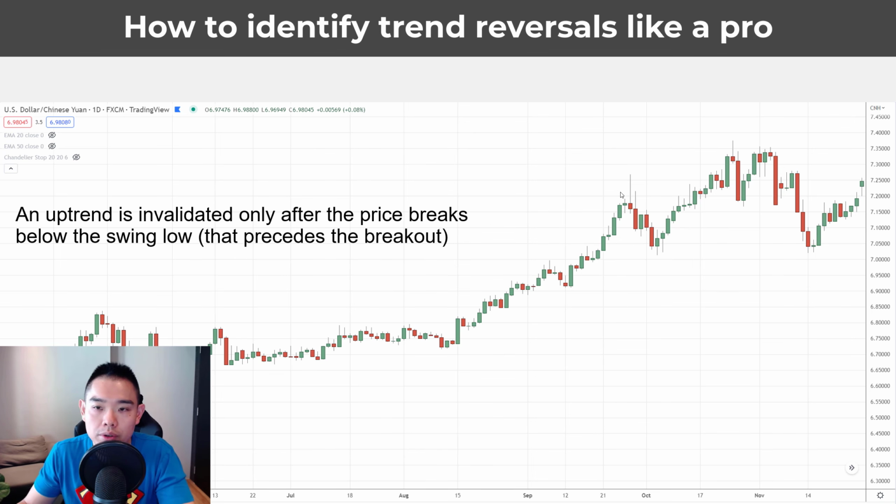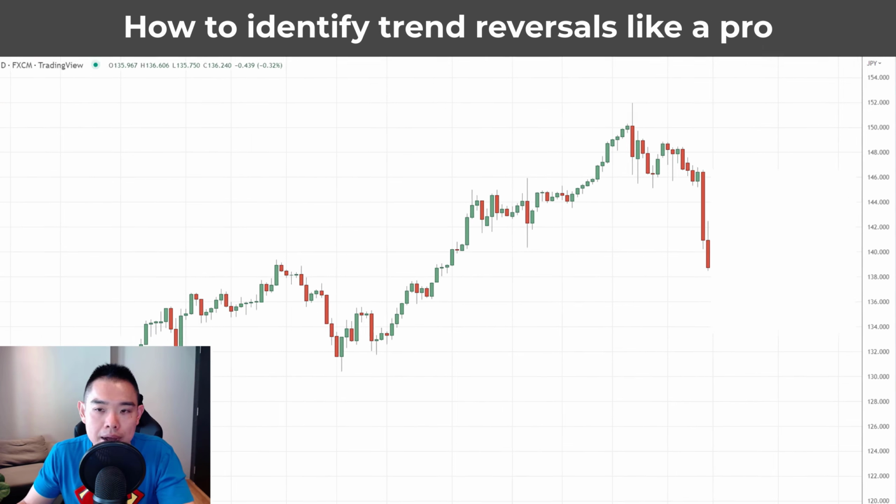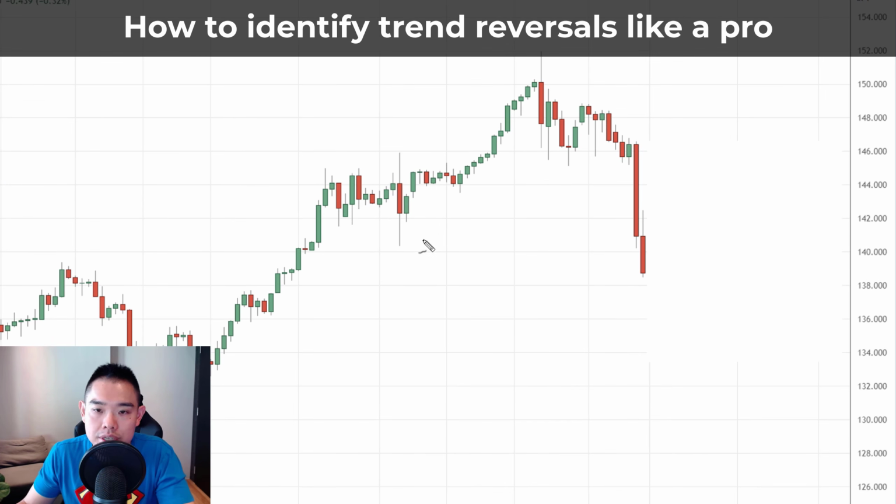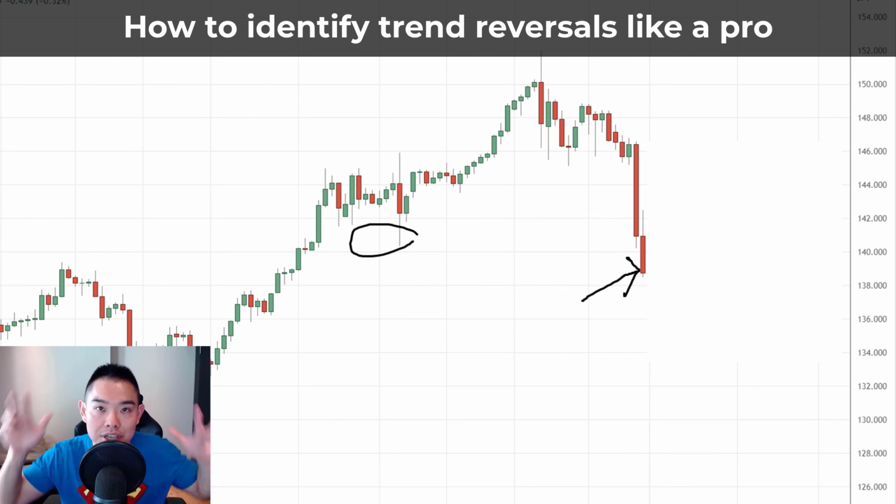Okay, so one more example. Look at this chart over here. At this point, the market has broken below this low, has broken and closed below it. Let me ask you, is the uptrend still intact or has it been invalidated? Otherwise it can be said that the uptrend is destroyed. So what's your answer? 5 seconds. 1, 2, 3, 4, 5.